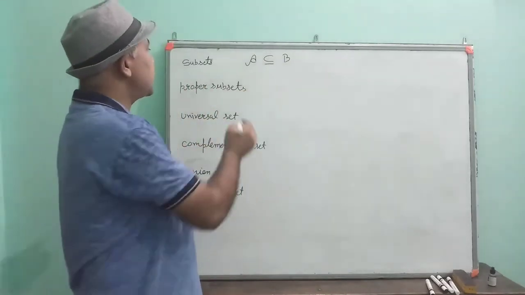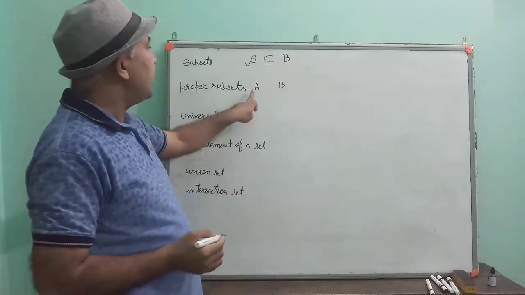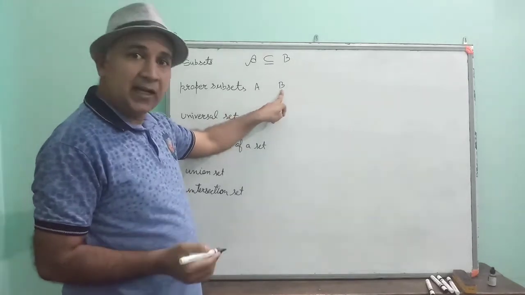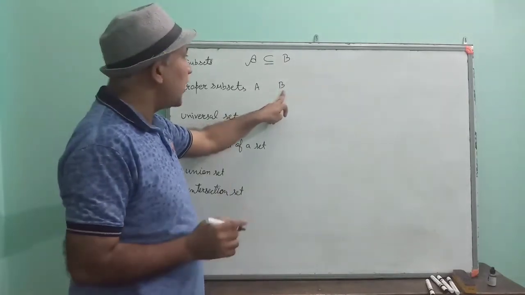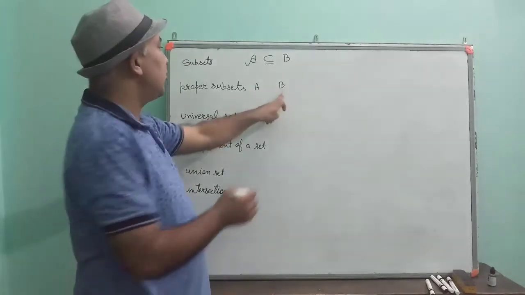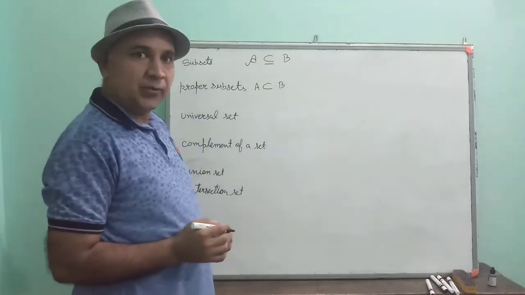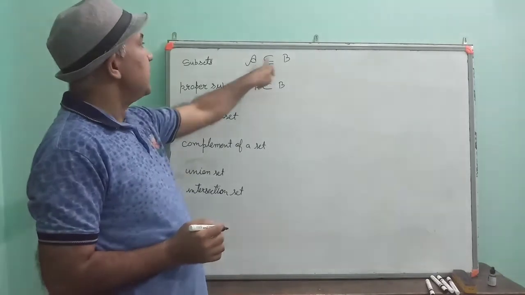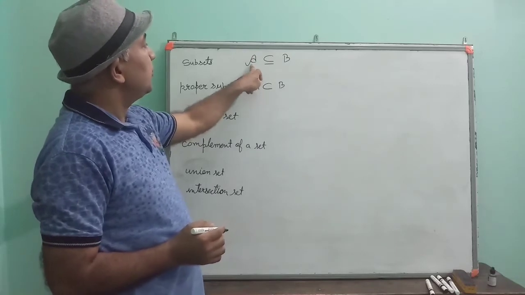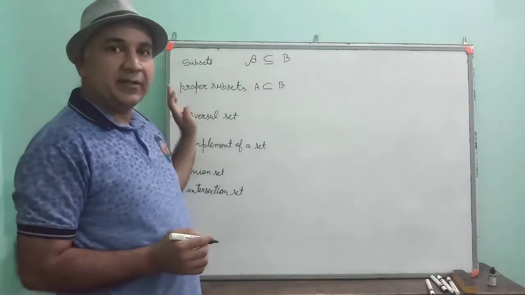Okay, now proper subset. Again, suppose there are two sets A and B. If all the elements of A are present in B and B has at least one element which is not in A, then A is called a proper subset of B. And this is the symbol for proper subset. And in the subset case, B is called the superset of A. A is the subset of B and B is the superset of A.